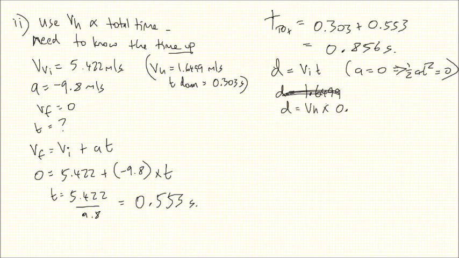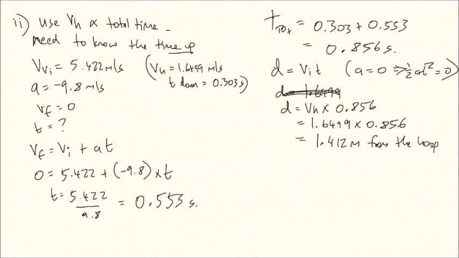D equals the horizontal velocity times 0.856, which is 1.6499 times 0.856, which is, wait for it, 1.412 meters from the hoop is where the person is standing. Rounded to two significant figures, that is 1.4 meters.